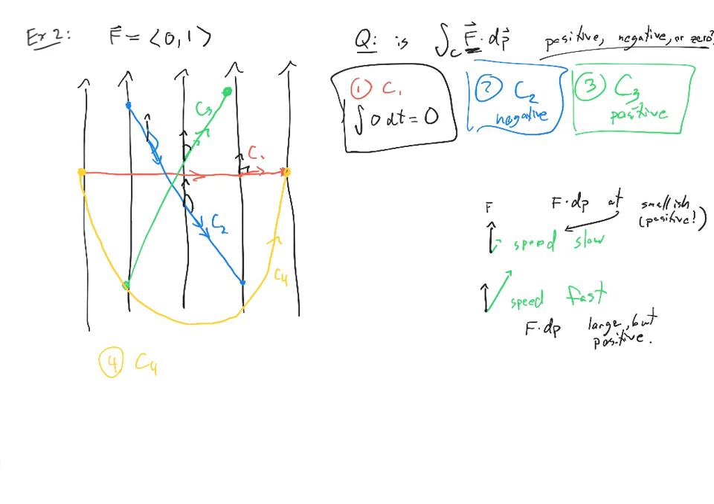The weird thing about C4 is that over here your tangent is down and f is up, and so it looks like you should be getting negatives. So it's negative flow for the first half. And then for the second half, it looks like positive flow.